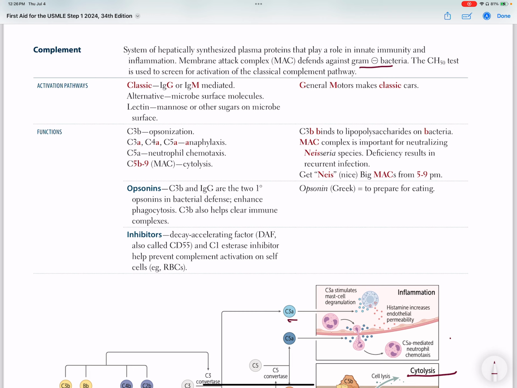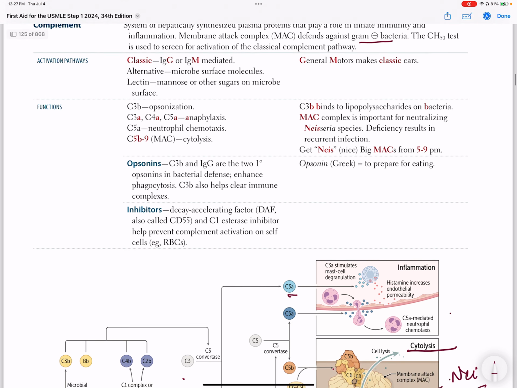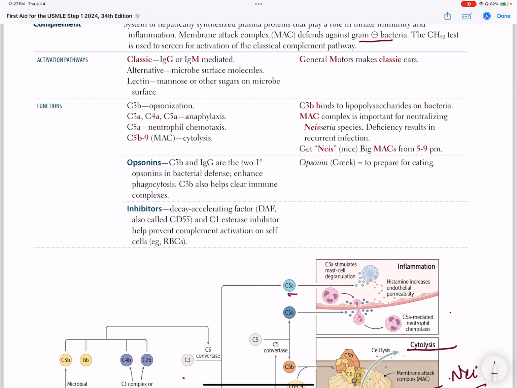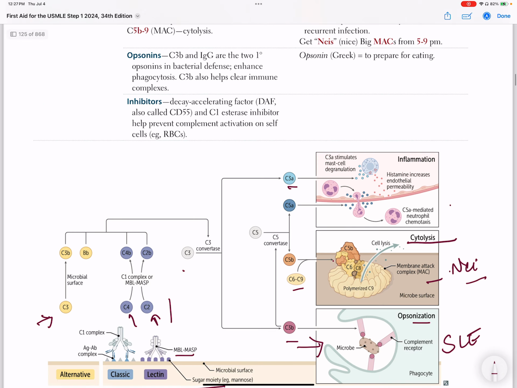Functions: C3b is opsonization; C3a, C4a, and C5a cause anaphylaxis. C5a is neutrophil chemotaxis, C5b to 9 is MAC cytolysis. C3b binds to the lipopolysaccharides on bacteria. MAC complex is important for neutralizing Neisseria species. Deficiency results in recurrent infections.